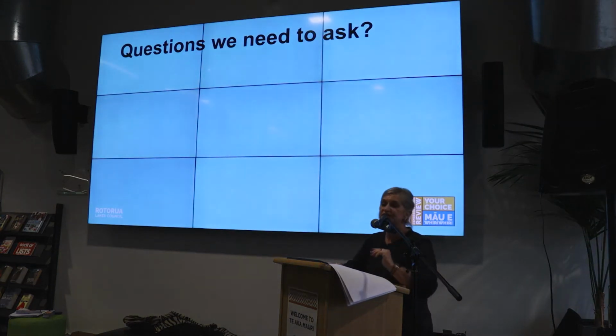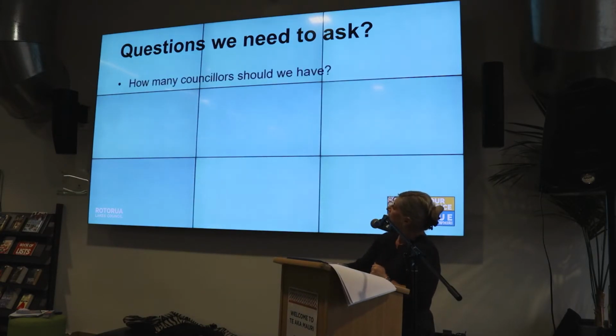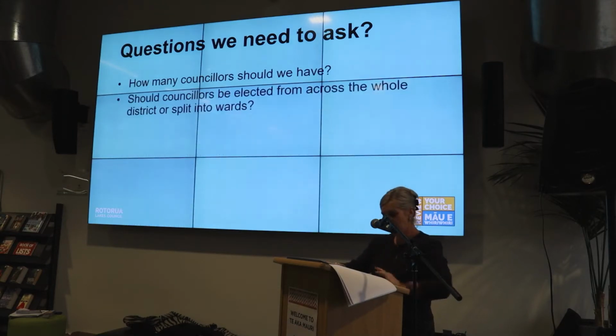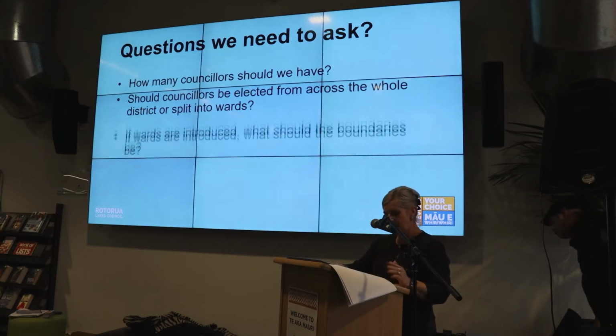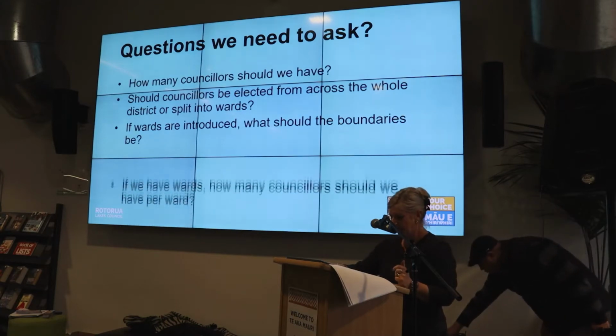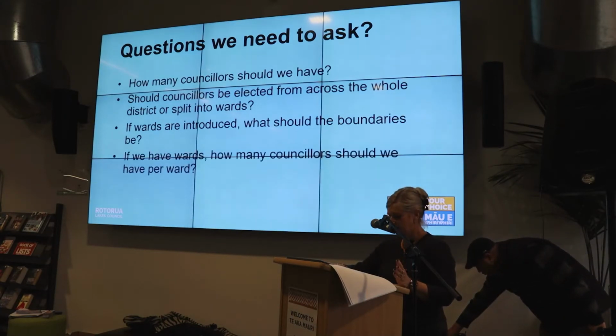When we go into a representation review, there are a number of questions that we need to start asking the community and asking ourselves as the council and what that membership may look like. The first one of those questions is how many councillors should we have? And should those councillors be elected from across the whole district or split into wards? If wards are introduced, what should the boundaries look like? And if we have a ward system, how many councillors should each ward have?